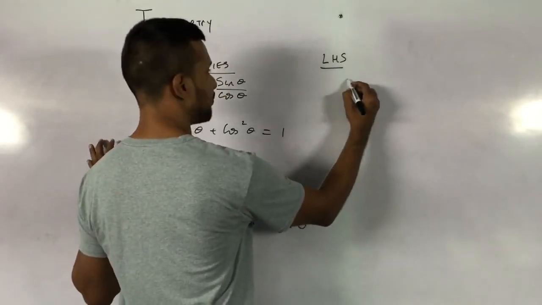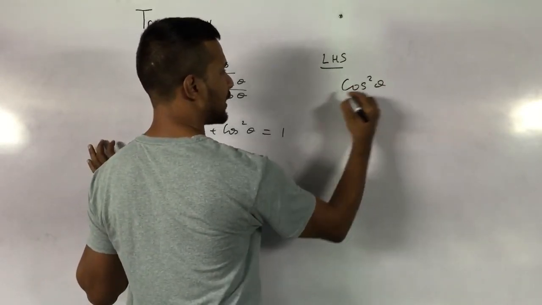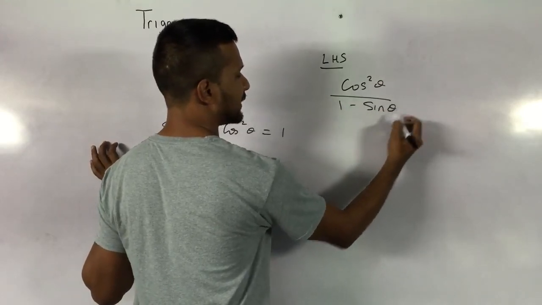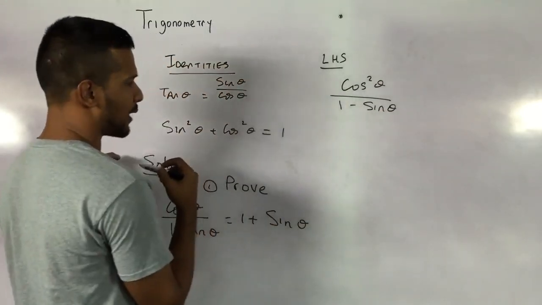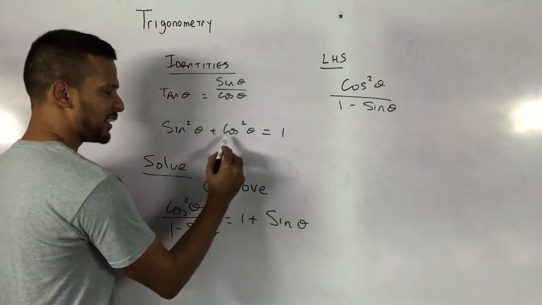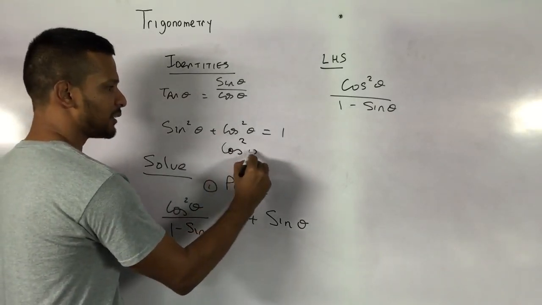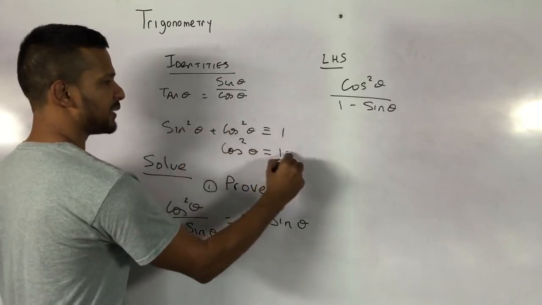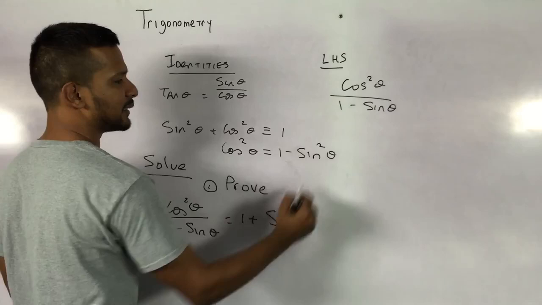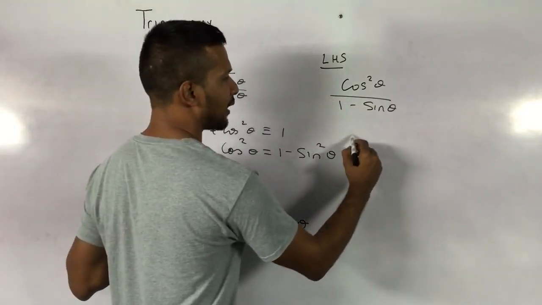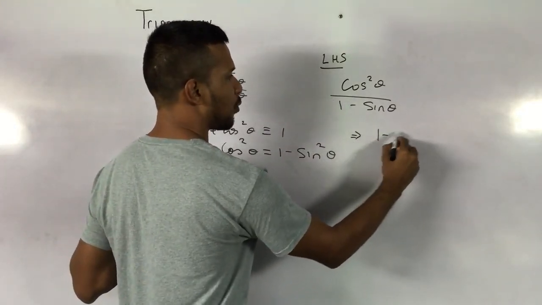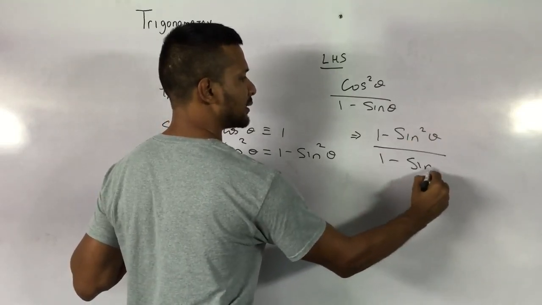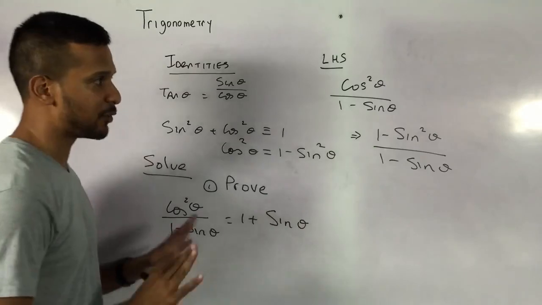So let's start. So we have cos squared theta over 1 minus sine theta. How do I eliminate cos squared theta? Well, if I look at this identity, I will see cos squared theta is equal to 1, carry across the sine squared, 1 minus sine squared theta. So I can use that here. I can say, well, okay, cos squared is 1 minus sine squared theta over 1 minus sine theta. No more cos, there's only sine.